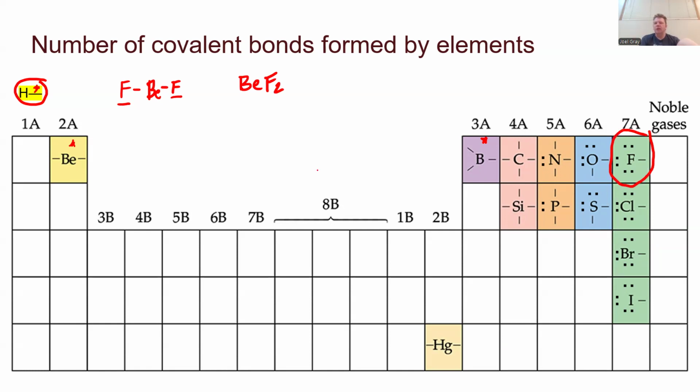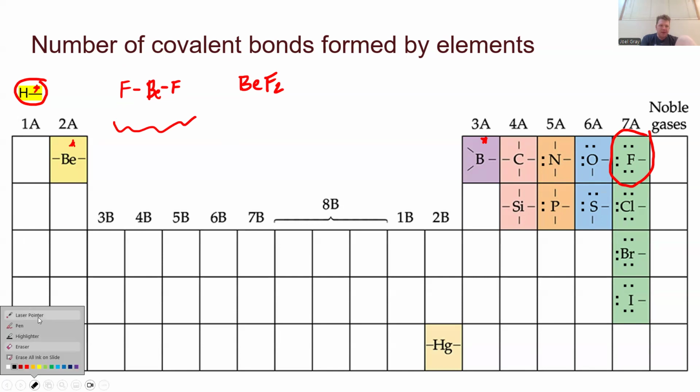So essentially what that means is this model of fluorine is kind of incomplete. Although beryllium is happy, fluorine is not quite happy. Now, how can I make it happy? By erasing those and instead adding electrons, six electrons around each fluorine.